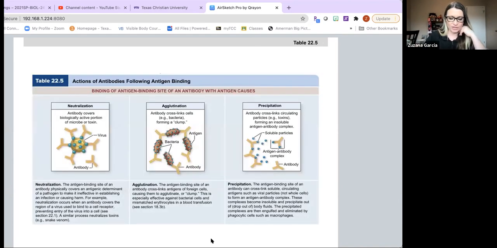Okay, so let's talk about what these antibodies do. And when we talk about the function of antibodies, we can look at the area of the antibody that's involved in that function.